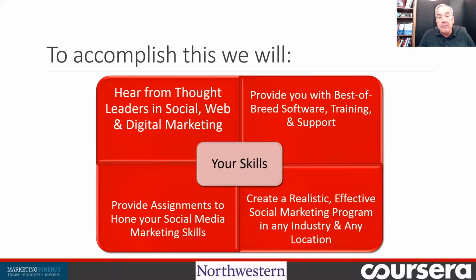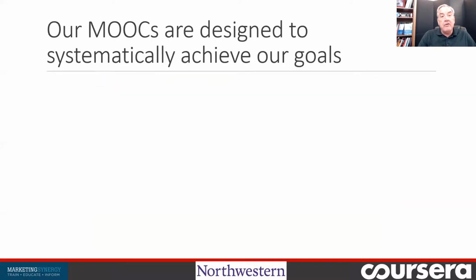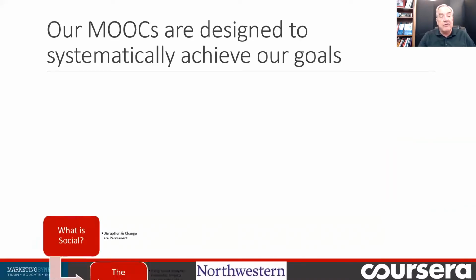And the final thing is, we want to give you a very effective, realistic social marketing program. This is the same program we teach at Northwestern, so you can actually take it, go out, and make money at it as you grow your social persona, and use that to move your company forward. And so to do that, we have basically 5 MOOCs and a capstone. Each are targeting different subjects.